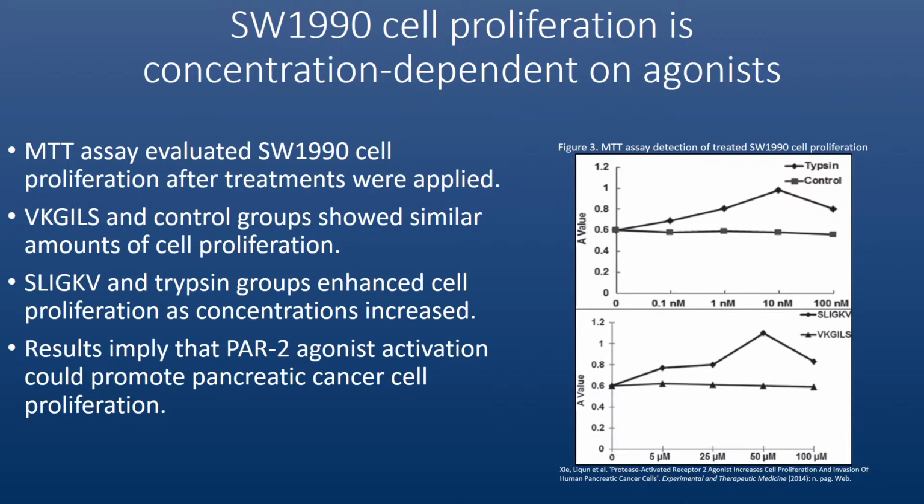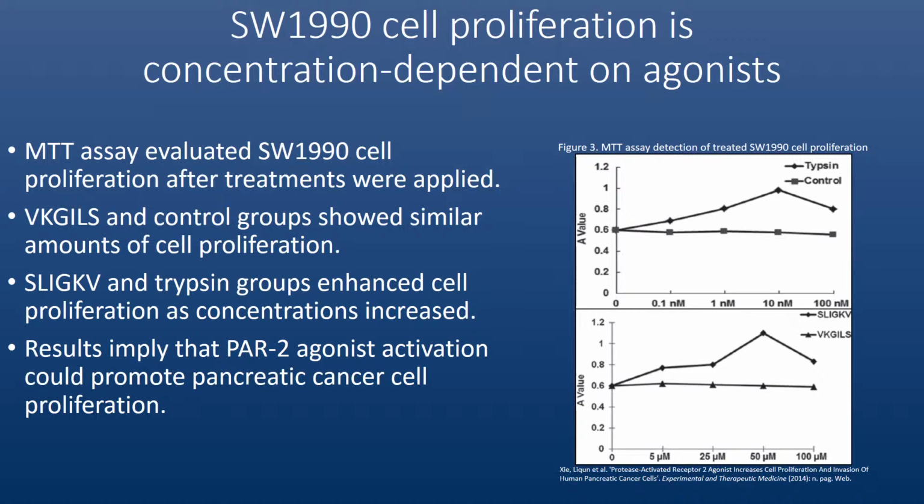So in figure 3, it was found that the peptide VKGILS did not affect cell proliferation significantly when compared with the control group, indicated by a p-value of greater than 0.05. But trypsin and SLIGKV increased the proliferation of SW1990 significantly in a concentration-dependent manner, indicated by a p-value of less than 0.05. As shown in the graphs, greater concentrations of trypsin and SLIGKV groups enhance cell proliferation, and these results imply that PAR2 agonist activation could promote pancreatic cancer cell proliferation.